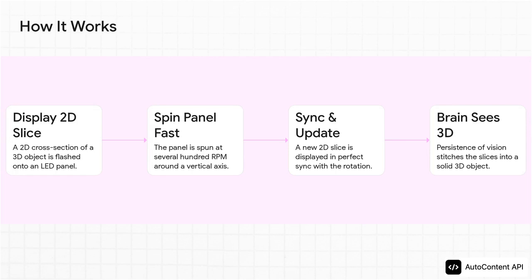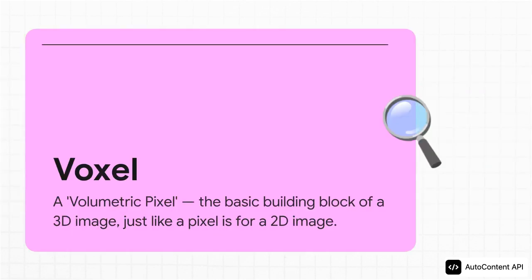And these little building blocks of 3D images, they've got their own special name. Just like a 2D image is made of pixels, a 3D image like this is made of voxels, which is just short for volumetric pixels. Every single little point of light you see in that 3D space, that's a voxel.